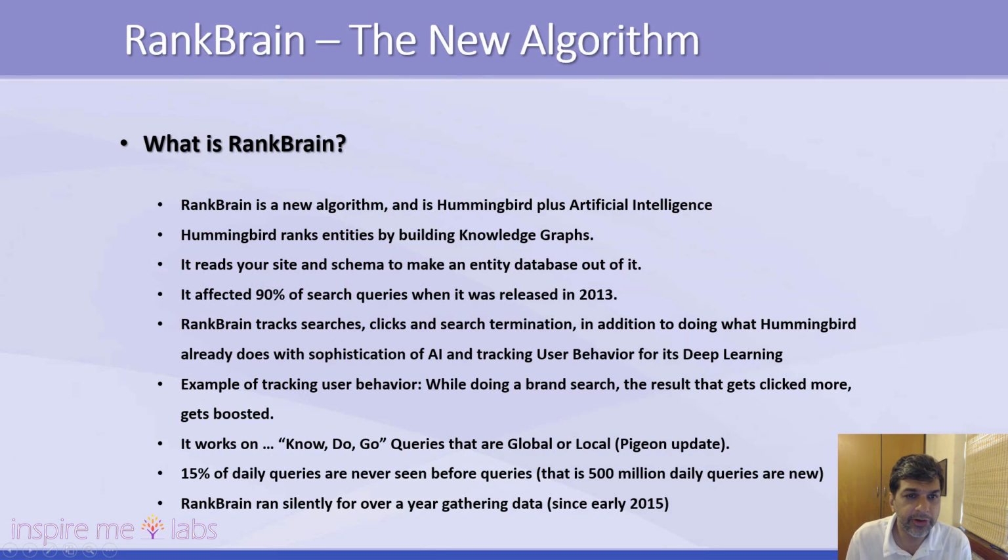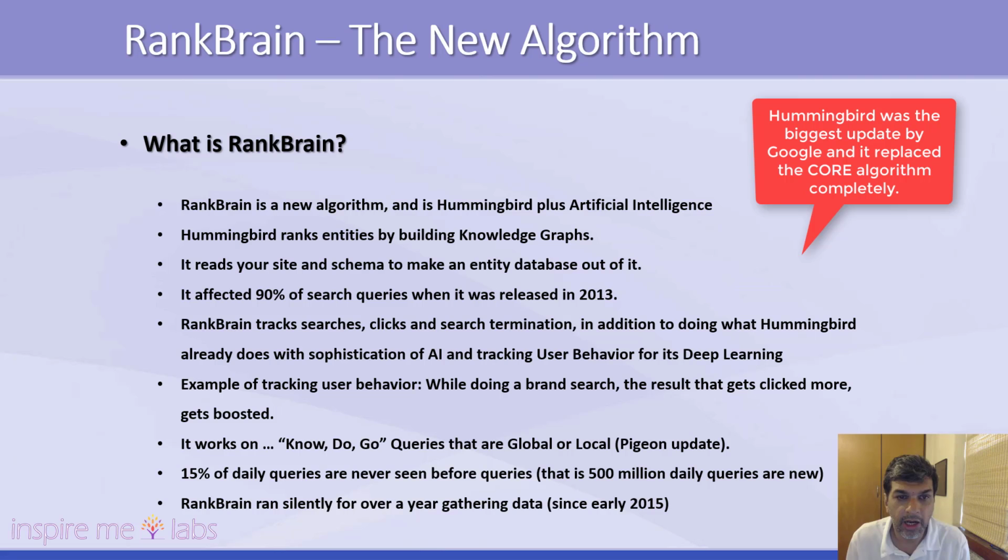What exactly is RankBrain? RankBrain is basically the new algorithm that is the Hummingbird algorithm plus AI. Hummingbird ranks entities by building knowledge graphs. When it looks at a site, Hummingbird profiles that site, all the pages, and looks at all the social activity and everything, and it builds a knowledge graph out of the site, like an entity database.